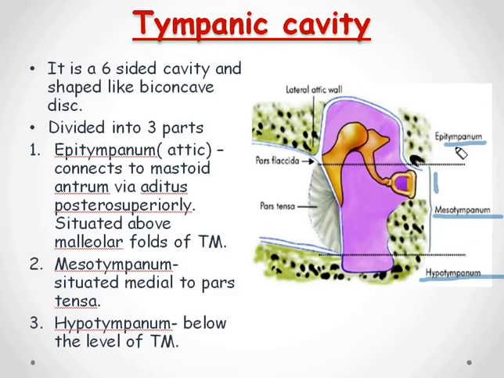When we talk about the epitympanum, it is the attic region. It lies in the topmost region. It connects to the mastoid antrum via the aditus posteriorly and is situated above the malleolar fold of the tympanic membrane. So there is a connection from the epitympanum through the aditus to the mastoid antrum. It is a pathway to the mastoid antrum. Whereas the mesotympanum lies just behind the pars tensa, in the middle. Below the level of the tympanic membrane is the hypotympanum.